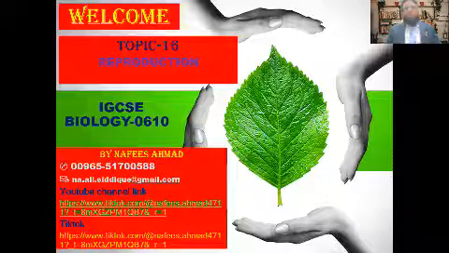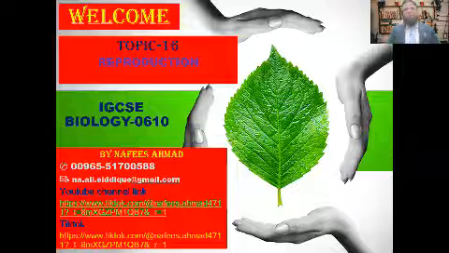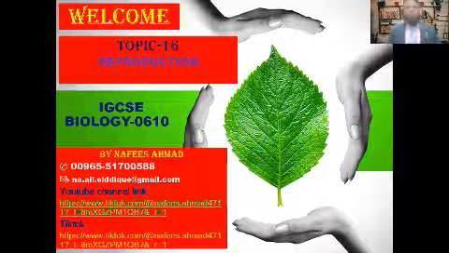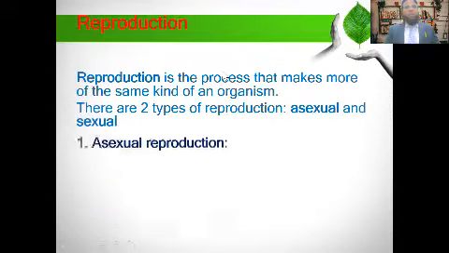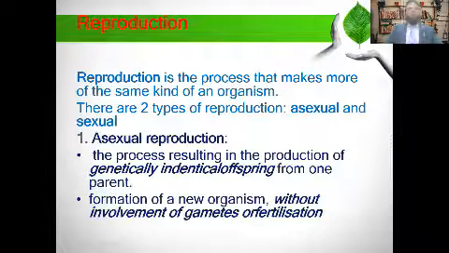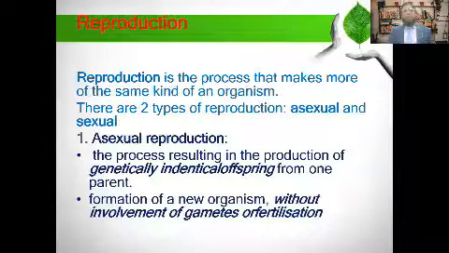So here we are going to discuss the different types of reproduction, especially reproduction in plants and reproduction in animals. So we will now come to the first slide. See, in the first slide, you can see the definition. Reproduction is a process that makes more of the same kind of an organism.